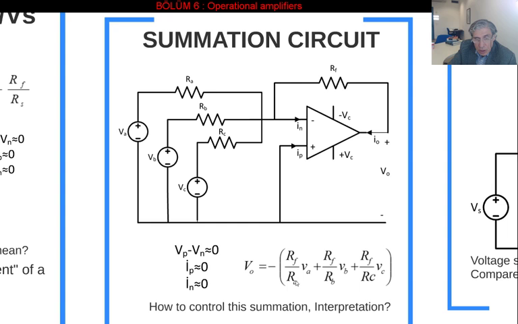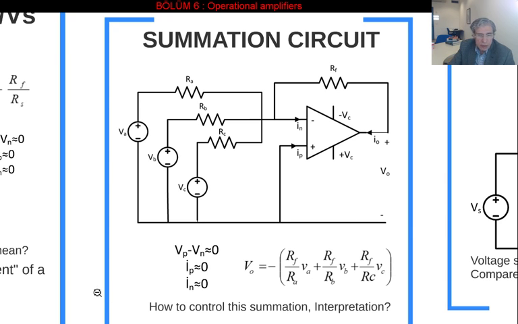So by choosing the RA, RB and RC values, you can arrange the VA coefficient, VB coefficient and VC coefficient as you like. So you could do the summations for different coefficients of these voltages. So how are you going to control the output value? You could increase this output voltage by choosing higher RF values. So this is the summation now.